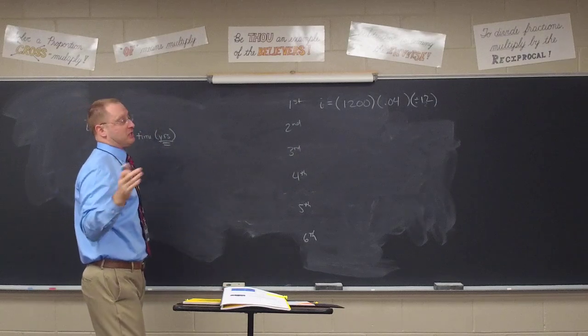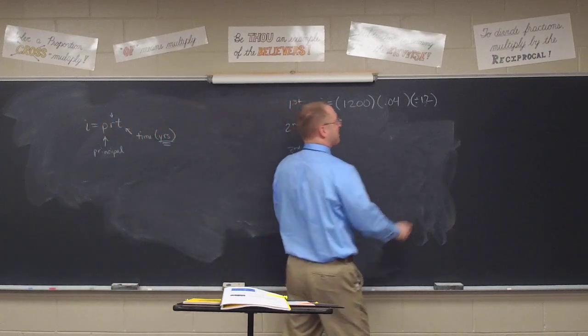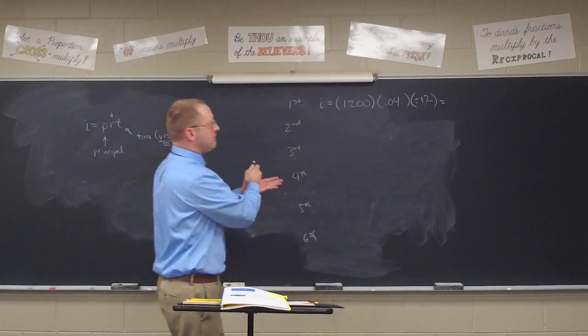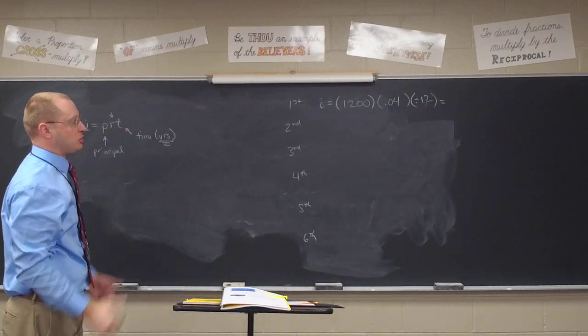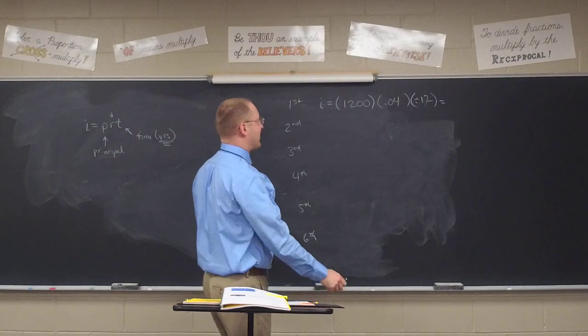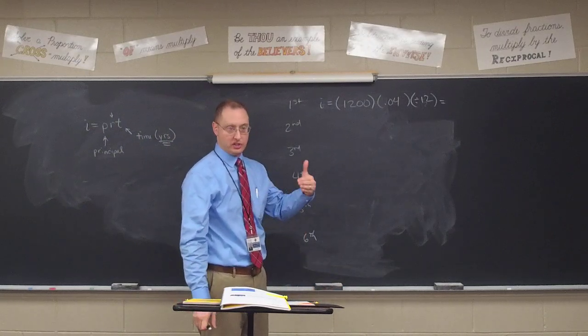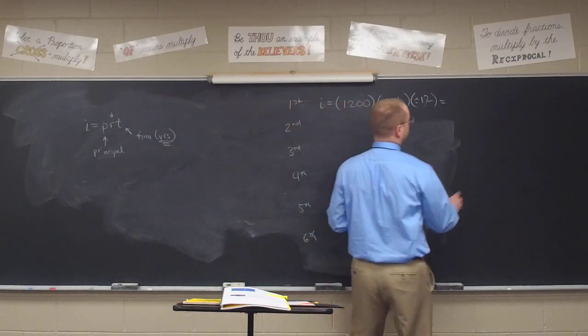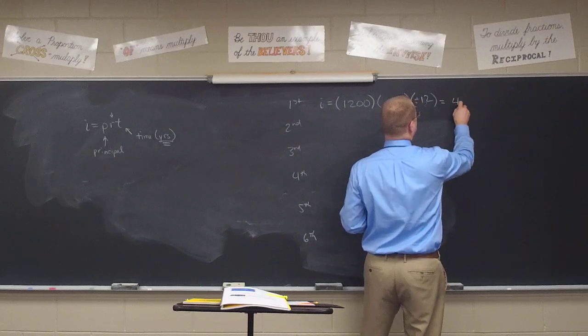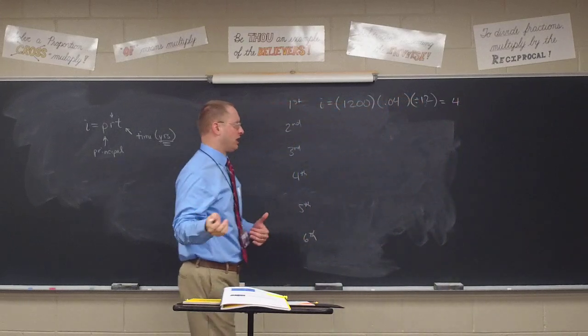So at your seats, if you didn't do this correctly last night, do it with me now. Let's multiply 1,200 by 0.04 and then divide that by 12. How much interest does she get the first month she's got the CD open? Anyone? $48. $4. Use your calculator.